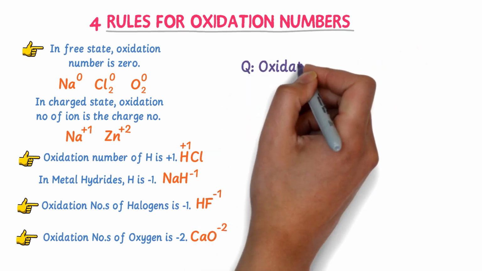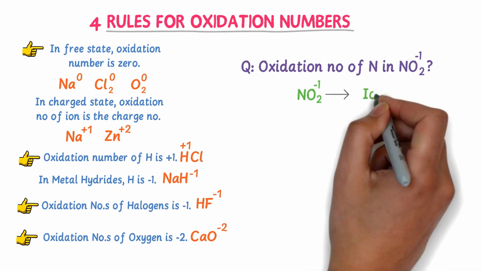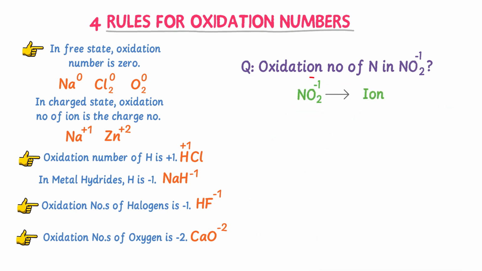Secondly, find the oxidation number of nitrogen in nitrogen dioxide ion. Well, it is an ion. The overall charge on it is -1. So the sum of all oxidation numbers must be equal to -1. I write N plus 2O is equal to -1.